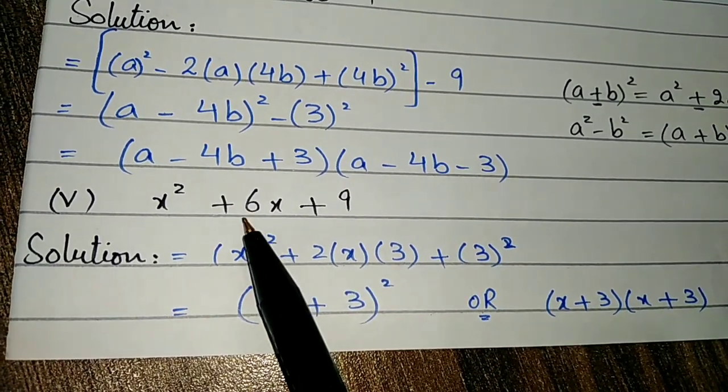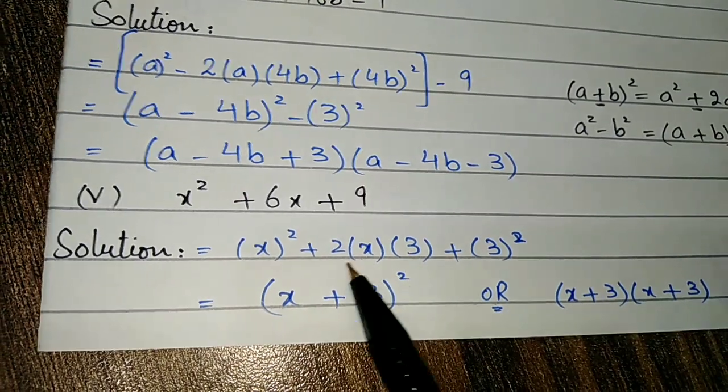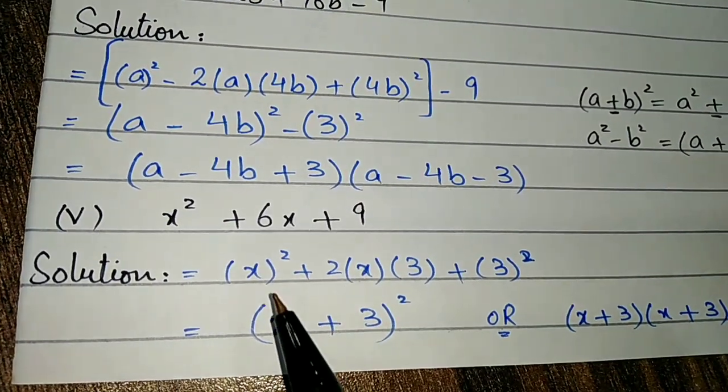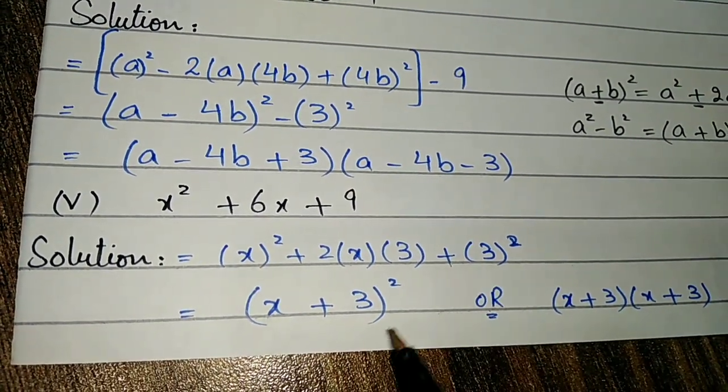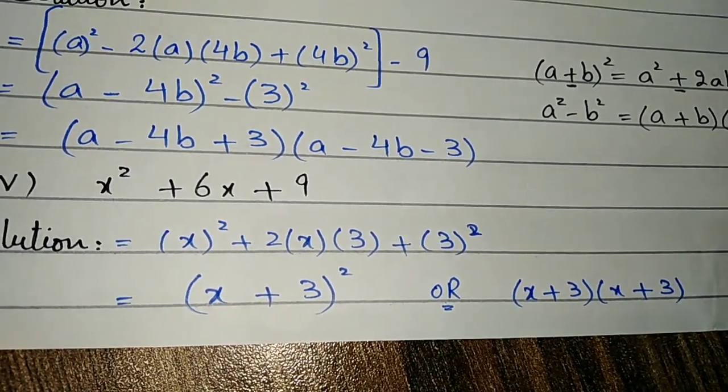Plus 2 according to the formula, the first number in the first bracket and the last number in the second bracket. After their multiplication, you will get 6x, that will be the same. Now this is the complete formula of x plus 3 whole square, and x plus 3 whole square can be written as x plus 3 into x plus 3.